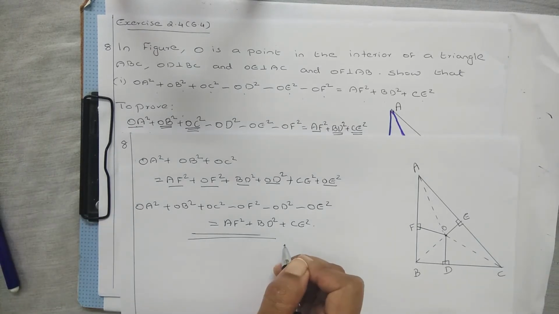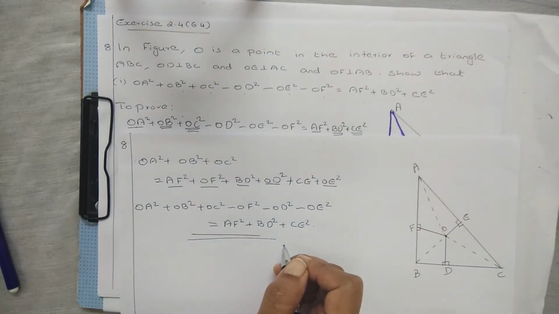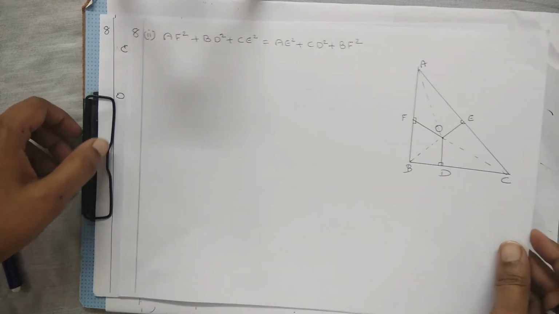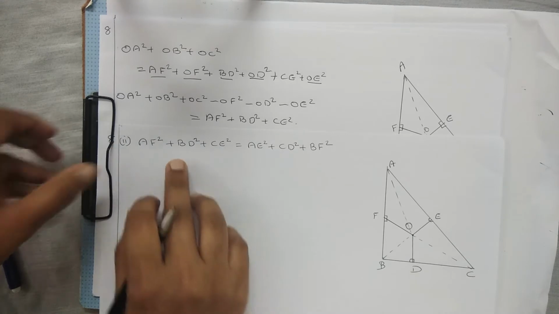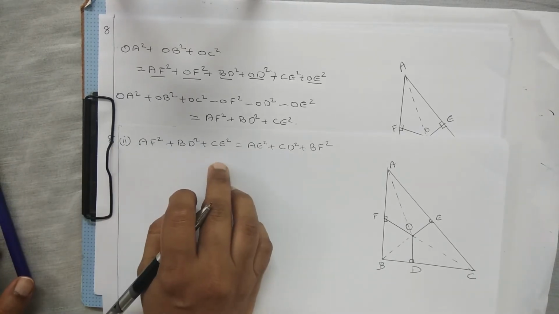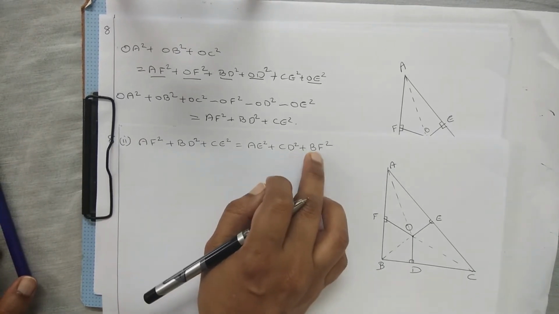Okay. The next second problem also we will solve. Second one, the question is AF square plus BD square plus CE square is equal to AE square plus CD square plus BF square.